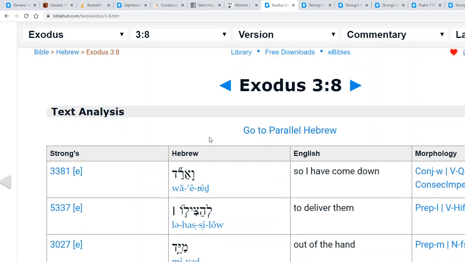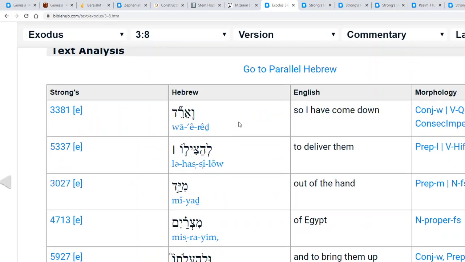So this is what I wanted to make clear. God says, I will go down, because whenever we're talking about somebody leaving the land of Israel, the Canaanite land that God gave to his people, anytime somebody's leaving it, they're going down. Anytime somebody is coming into it, they're going up. And actually, Egypt is kind of the reverse. Anytime somebody goes to Egypt, they go down to Egypt. And anytime they're leaving Egypt, they're going up.